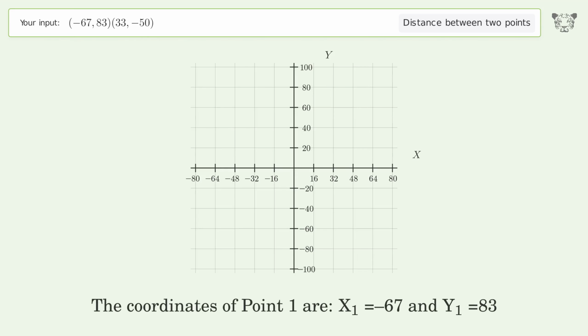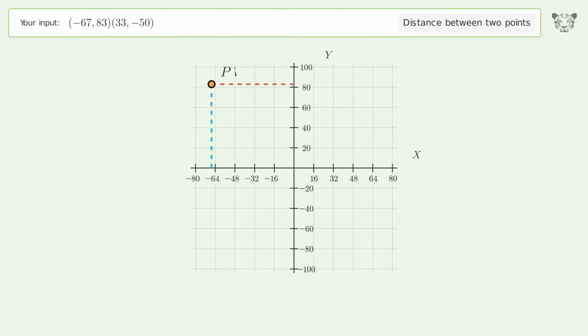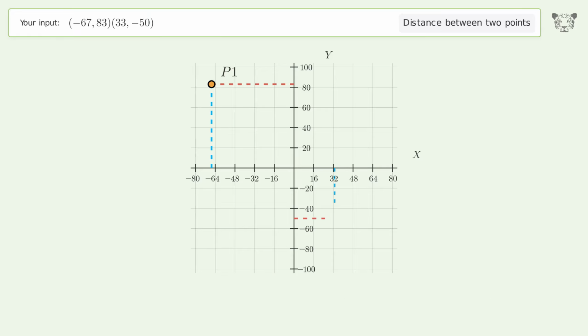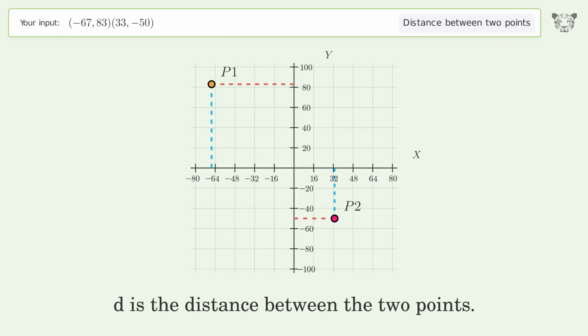The coordinates of point 1 are, x1 equals -67 and y1 equals 83. The coordinates of point 2 are, x2 equals 33 and y2 equals -50. D is the distance between the 2 points.